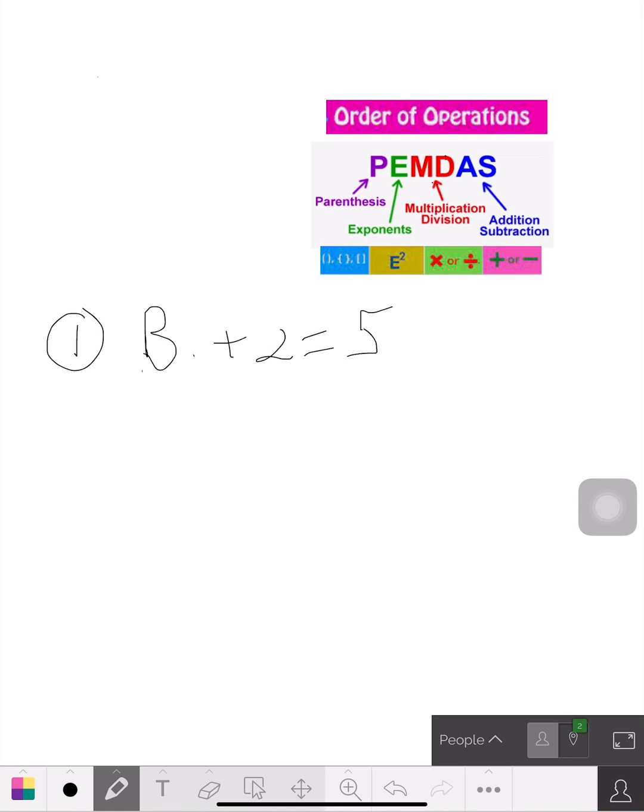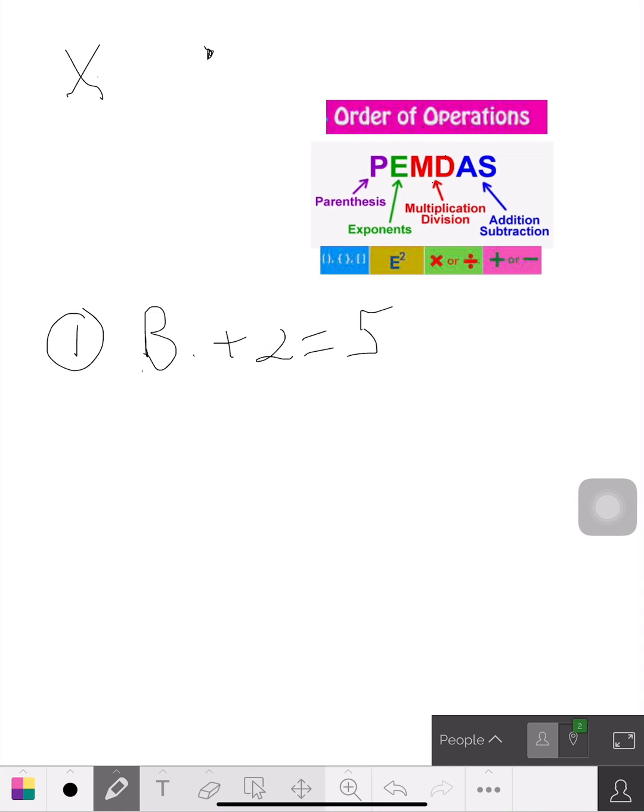Sometimes, most of the time, they use the letter x, but x sometimes gets confused because x looks like a times mark. Later on in life, you'll probably just get used to writing the times as a dot. That makes it a little easier, and you won't have trouble with an x as a times. But I picked the letter b.